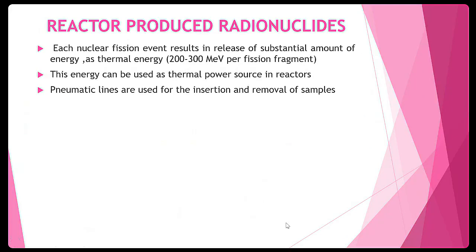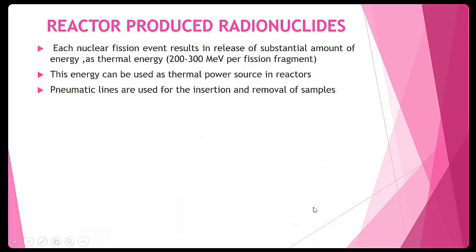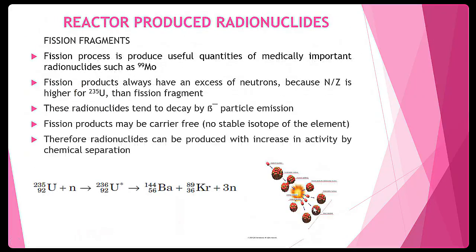Each nuclear fission event produces a large amount of energy, like 200 to 300 mega electron volt. So we can use it as a thermal power source. And as I said, these pneumatic lines are used to insert the sample. During this fission, we usually get 99 molybdenum, which is useful for medical purposes. All these fission products will always have an excess of neutrons, that is, the N/Z ratio. The neutron to Z ratio is more for uranium 235, and they undergo beta minus particle emission.